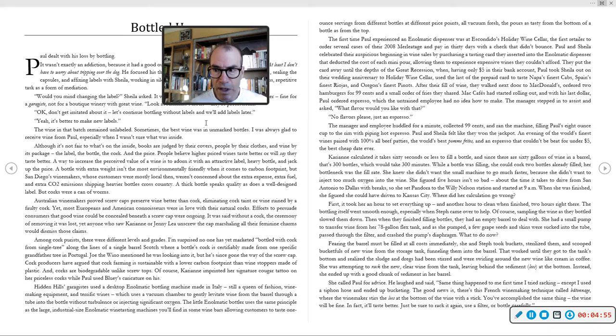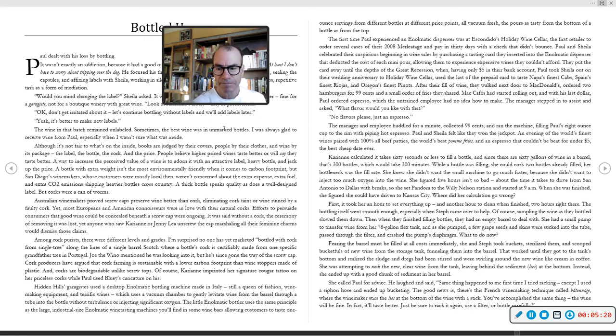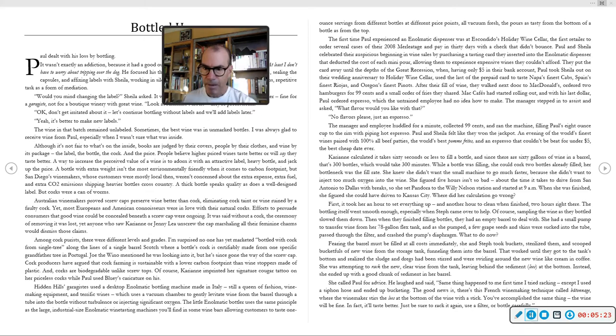After their fill of wine, they walked next door to McDonald's, ordered 2 hamburgers for 99 cents and a small order of fries they shared. McCafes had started rolling out, and with his last dollar, Paul ordered espresso, which the untrained employee had no idea how to make. The manager stepped in to assist and asked, "What flavor would you like with that?" "No flavors, please, just espresso." The manager and employee huddled for a minute, collected 99 cents, and ran the machine, filling Paul's 8-ounce cup to the rim with piping hot espresso. Paul and Sheila felt like they won the jackpot.